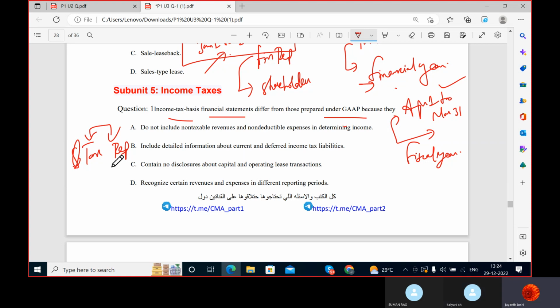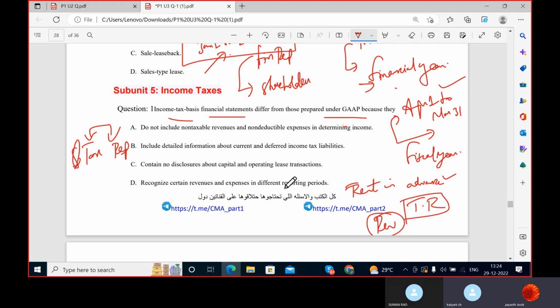Yes, sir. One small example is if you receive subscriptions in advance or income or rent in advance. When you receive rent in advance, you immediately show that in the tax returns as revenue. Why? Because we follow cash basis when we prepare tax returns. Understood?